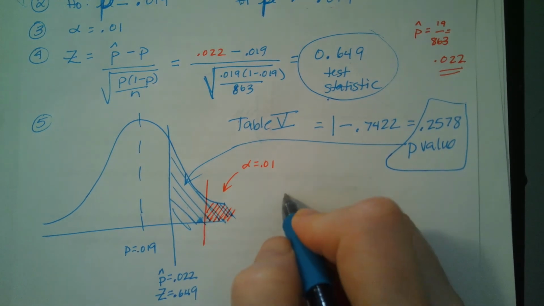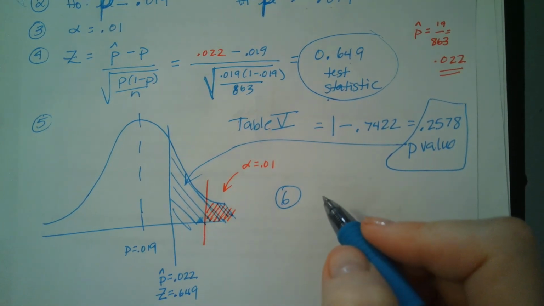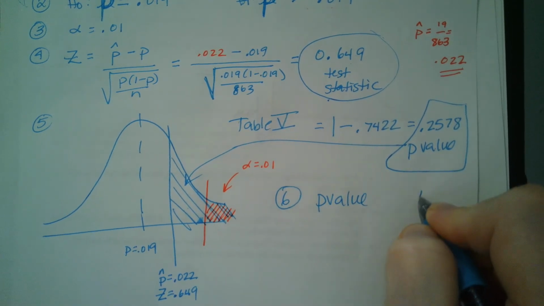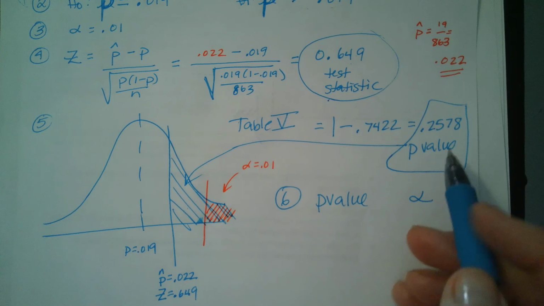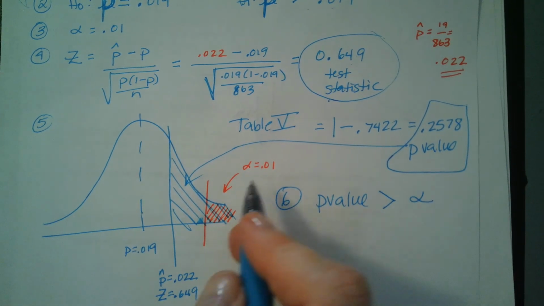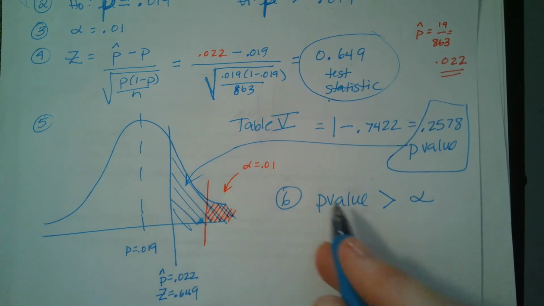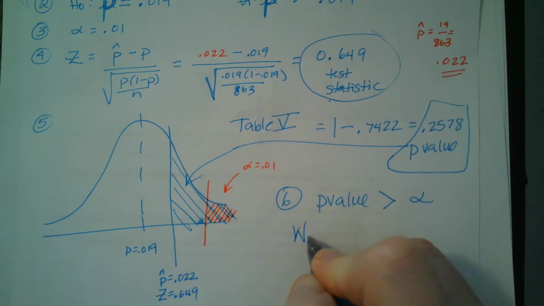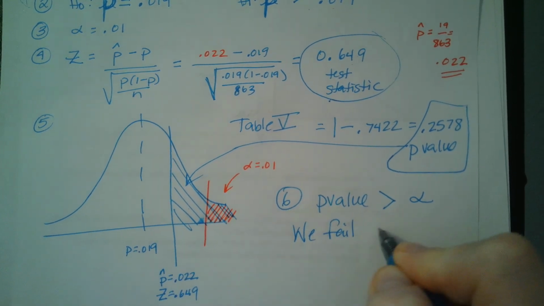And that's where step 6 comes into play. Step 6 says compare: compare your p-value to your alpha. In this case, our p-value is obviously much, much larger than our alpha. And when your p-value is larger than your alpha, we fail to reject the null hypothesis.